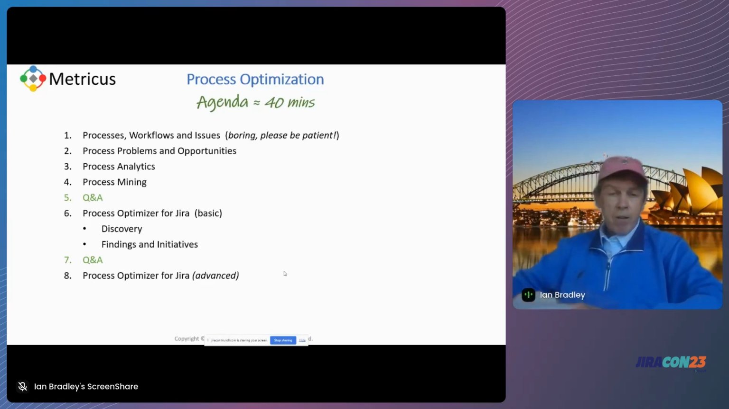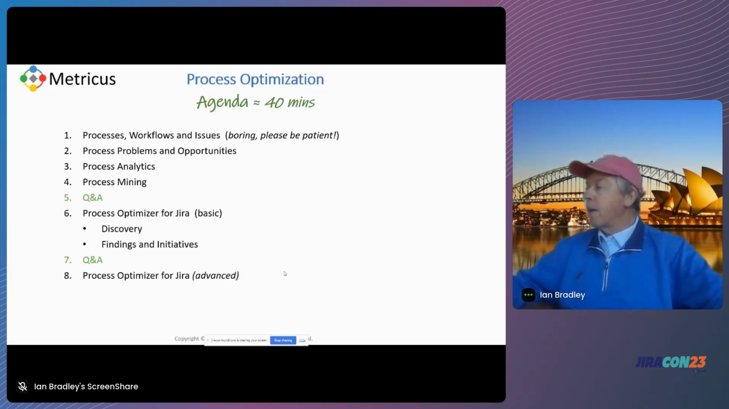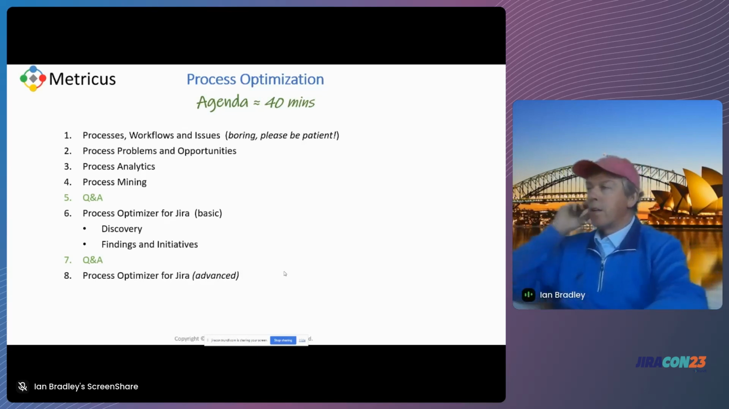Part of doing that is understanding what process analytics are in the context of available applications in Jira, and the one that I'm going to show you, which is the process optimizer. I'll introduce process mining, which is really cool technology, probably the fastest growing type of technology in the whole data science field. Then we might stop to see what questions we've got, because that'll be the end of the presentation. And then we'll get into actually using the app to do some discovery, findings, initiatives. It's a sophisticated application. There's a lot to it. We'll do some basics, have a bit of a Q&A, see how time's going, and we might do some of the more advanced stuff, like cost simulation and what have you.